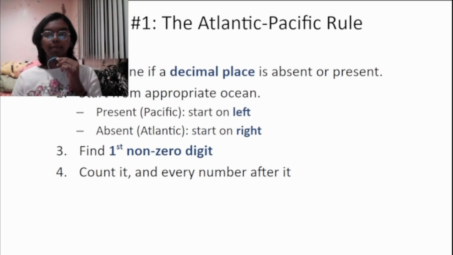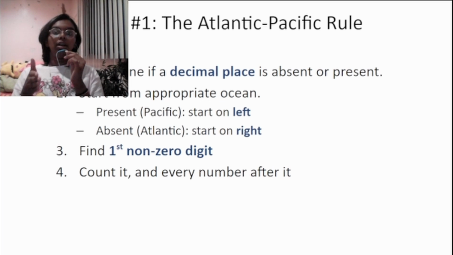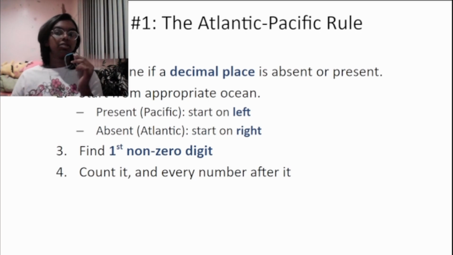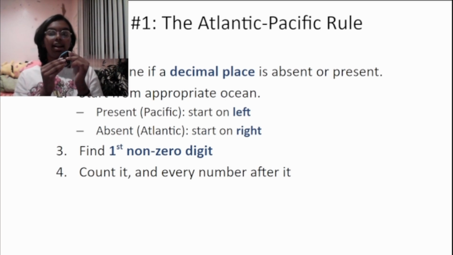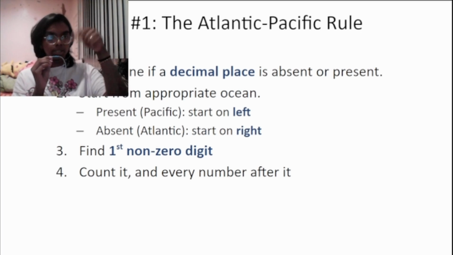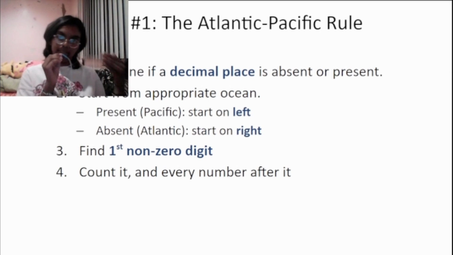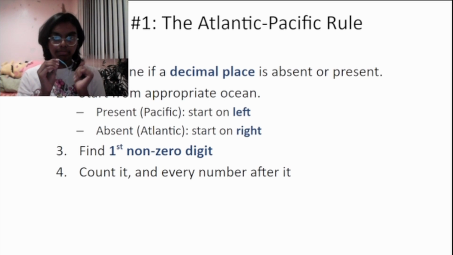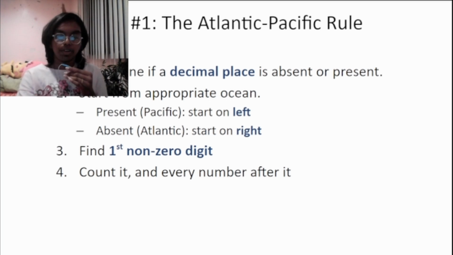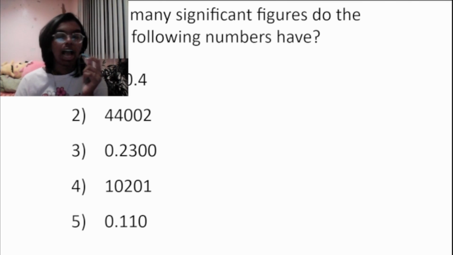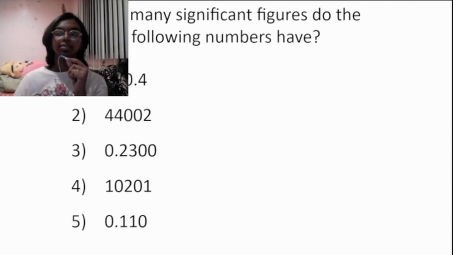So let's say you have the number 3,200, right? No decimal place, right? So it's absent. So you're going to start on the right. So with 3,200, you skip over the two zeros and start at the 2 and 3. So yeah, that number has two significant figures. And then you count it and every number after it, which I showed you, right? So, do these. Actually, pause the video and do these.